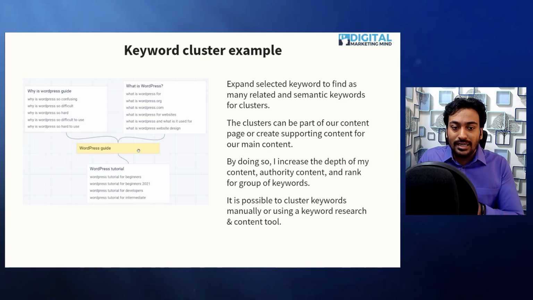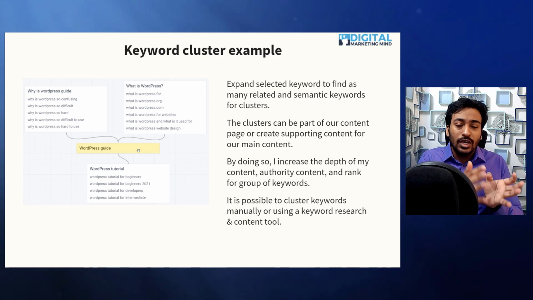That is what we are essentially trying to do when it comes to keyword clustering, where we are expanding the selected keywords to find as many related or semantic keywords for our cluster. The reason is we are no longer targeting one keyword, we are targeting a group of keywords because of the search developments which have been happening. More development is happening in NLP, natural language processing, machine learning, and semantic keyword research to identify relationships between different keywords. All these things are important.